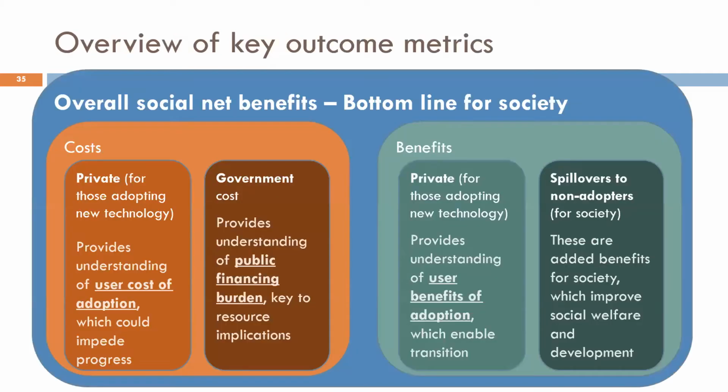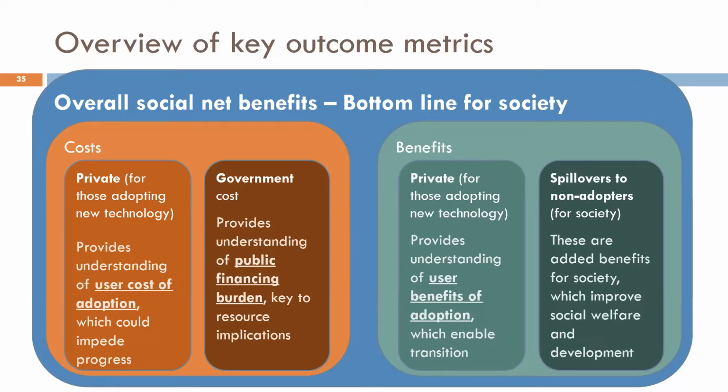Next slide. Grosso modo, we have total social net benefits comprised of costs and benefits. Costs are further tracked at the user, which we call private level, as well as the government level. This disaggregation is important because user costs can be a major barrier to adoption, while government costs can create public budget pressures. Benefits are similarly tracked as user or private benefits and spillovers to others in society who benefit from the adoption of the users themselves. User benefits are again critical to track because these represent enabling features of the transition.